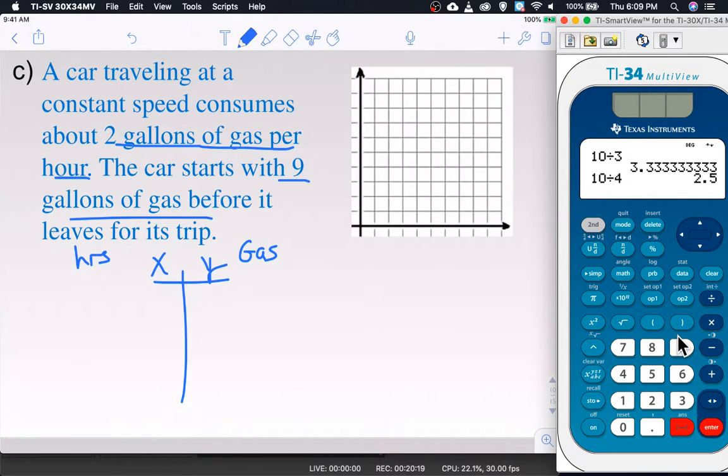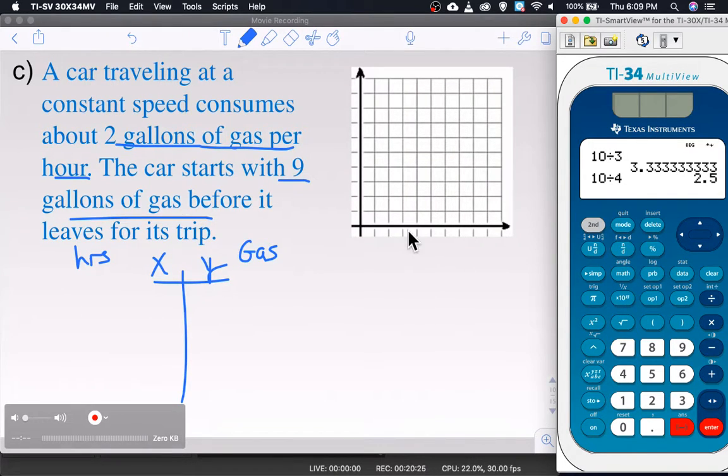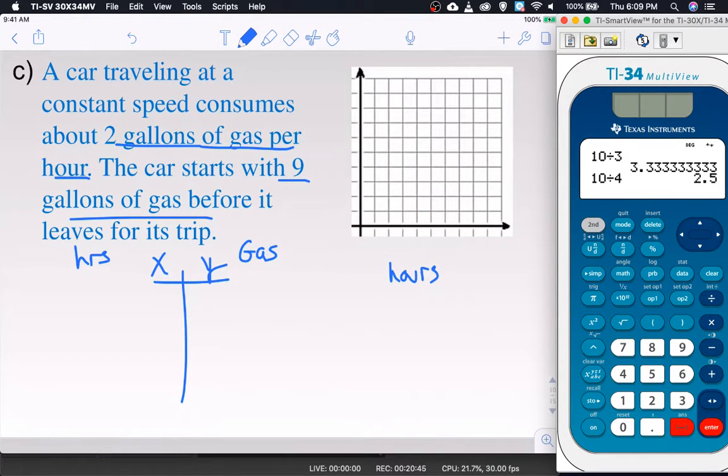And what makes me say this is time, the hours, is never the dependent variable. The independent variable is always your x. Time is always independent. So the gas you're using depends on the time, how long you've been driving. So the gas is the dependent variable because it depends on the time. So we're going to have hours and we're going to have gallons.